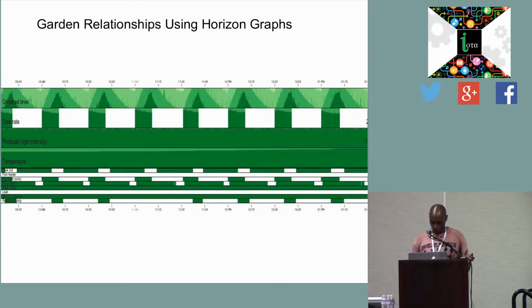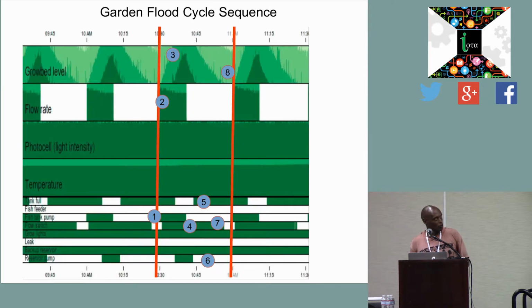So for instance, a lot of people talk about grow beds flooding and draining like it's a one-way process, like, you know, it fills with water and then the water drains. But the truth is, it's actually a process with 8 different points. So 1, when my pump starts, 2 causes water to pass through a pipe, 3 causes the grow bed to fill, and then 4 causes the grow bed to fill.